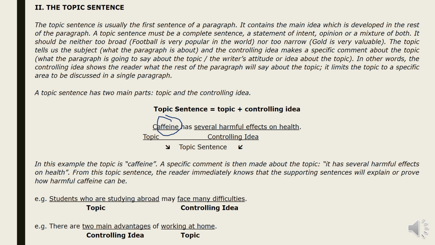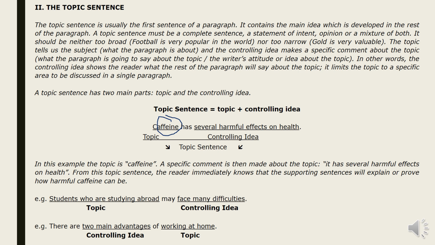For example, students who are studying abroad may face many difficulties. What is the topic here? What is the general idea I am talking about? It's students who are studying abroad. What is the controlling idea? Face many difficulties. There are two main advantages of working at home. What is the main idea?